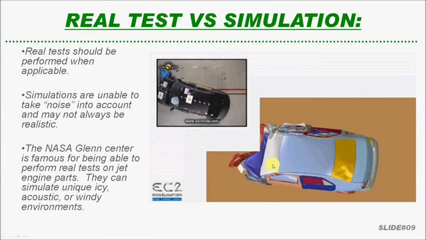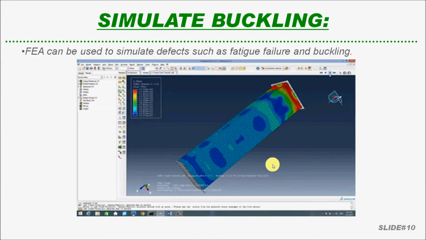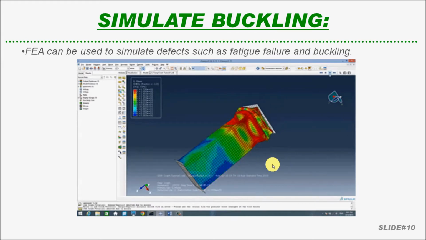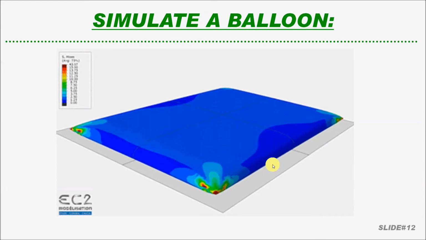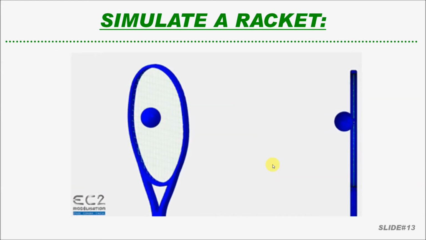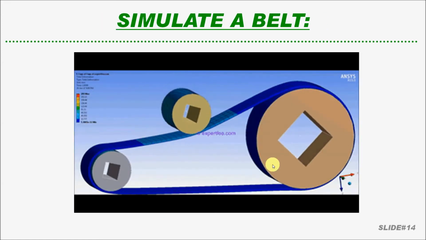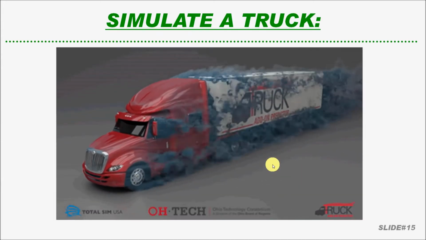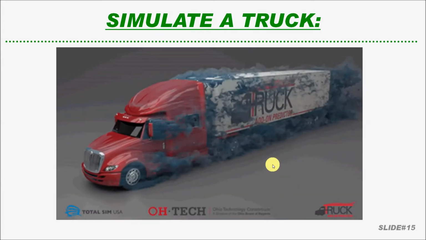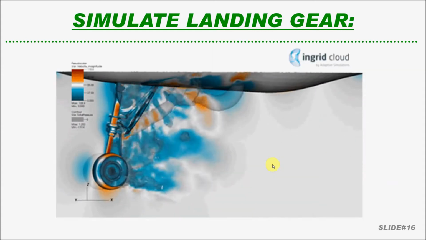I mean, this is just a really, really effective way to get an idea of how well your machine's going to perform. So you can simulate buckling, you can simulate inflation and pressure, you can simulate spring characteristics of a racket, you can simulate the tensile strength of a belt. Here's a little FEA where you can improve the aerodynamics of your vehicle, or on landing gear.